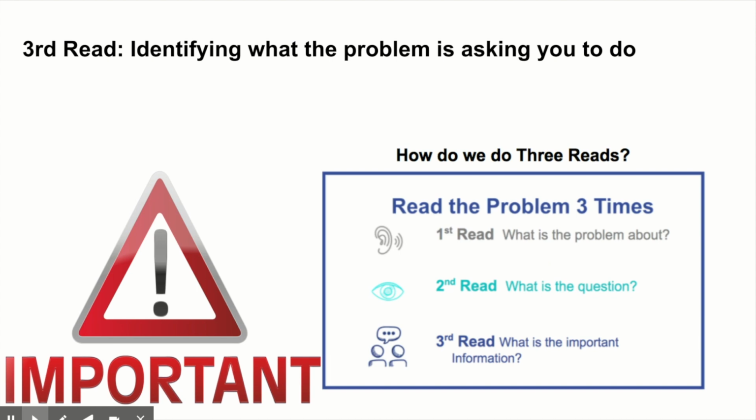On the third read, we are identifying what the problem is asking us to do. At this time, the students have already identified the questions. After reading the problem a third time, you may ask the students to identify and highlight or underline any other information they think is important to solve the problem and essentially answer the question.